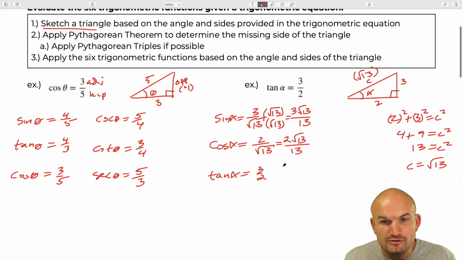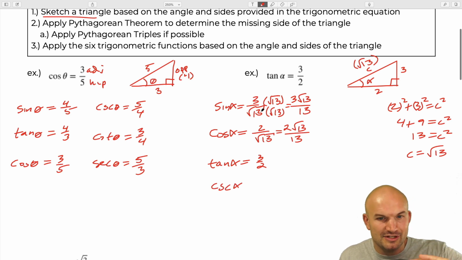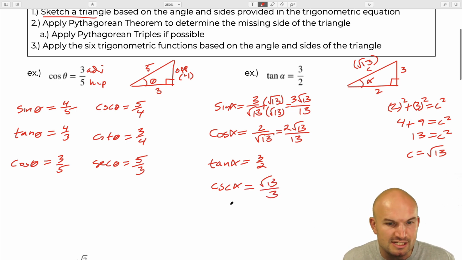And then let's go through my reciprocals. Now, the nice thing about the reciprocal identities is that you don't want to invert this, because then you're going to have a square root again in the denominator. So just take the reciprocal of your original ratio. So this is going to be the square root of 13 over 3. Or, yeah, right, it's opposite over adjacent.